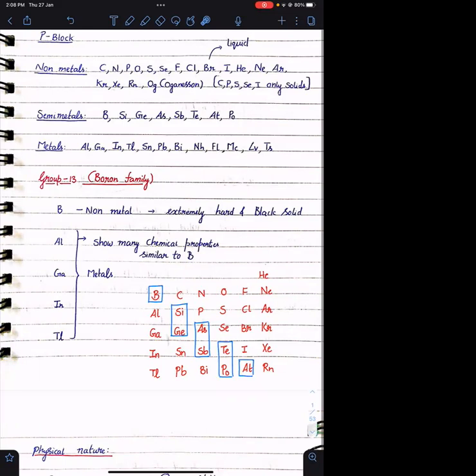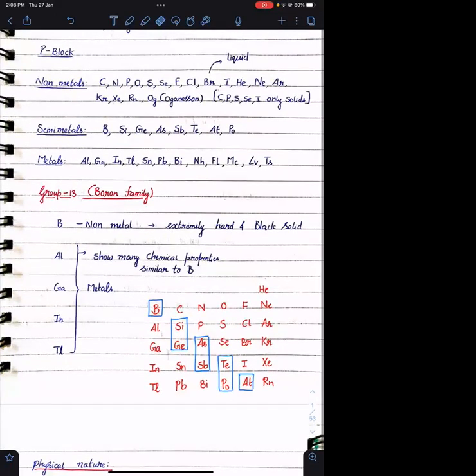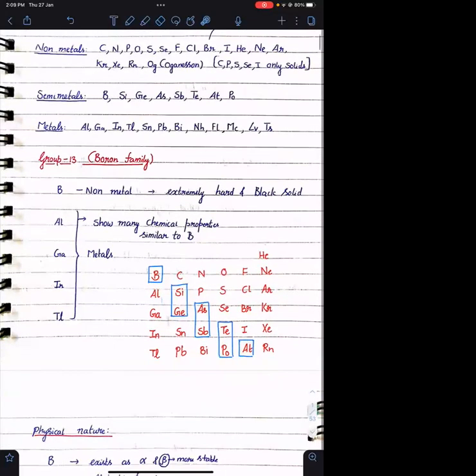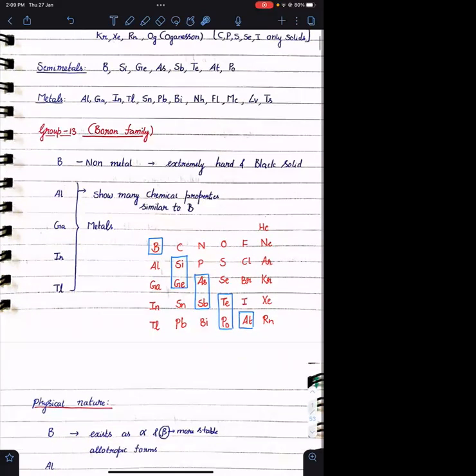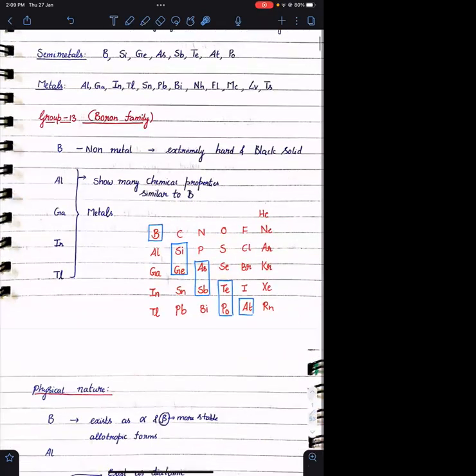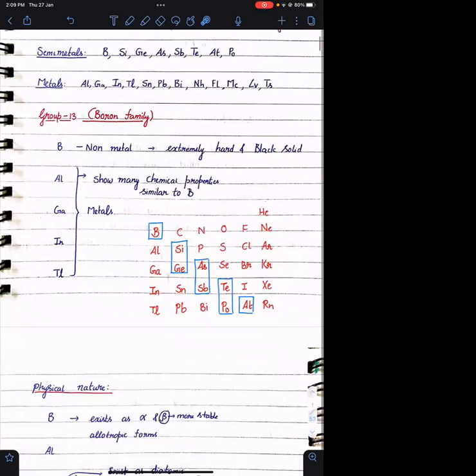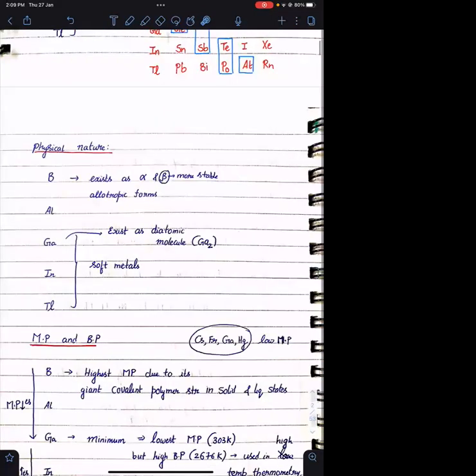Is that clear? Okay. It is extremely hard. In general, if it is a non-metal it has to be soft. Okay. But in this case, it is extremely hard because of the chain structure of boron, extremely hard, and it is a black solid. Rest all of them are metals, but they show many chemical properties similar to boron, hence all of them belong to the same family. Only boron is a non-metal or semi-metal. Physical nature: it exists in 2 allotropic forms. Boron exists as alpha and beta, out of which beta is more stable.